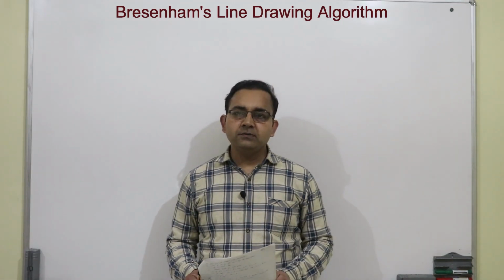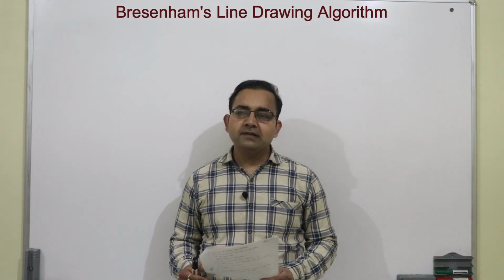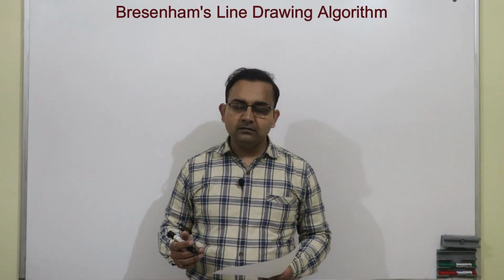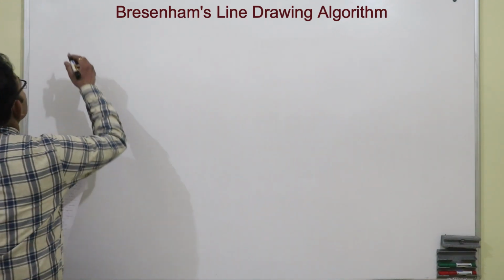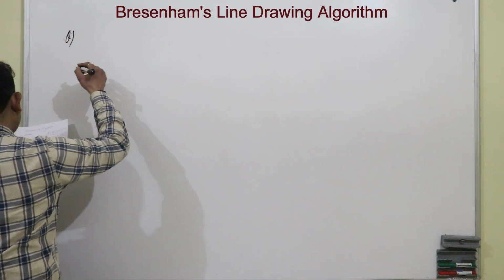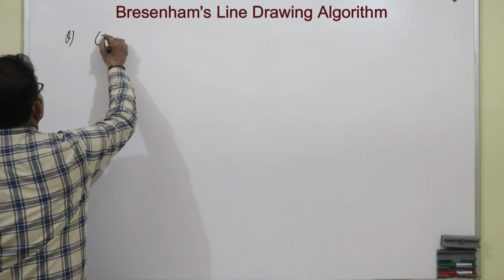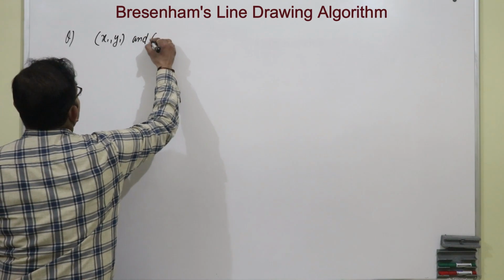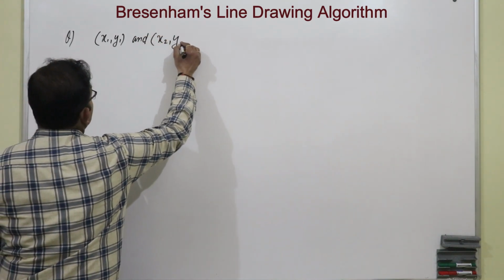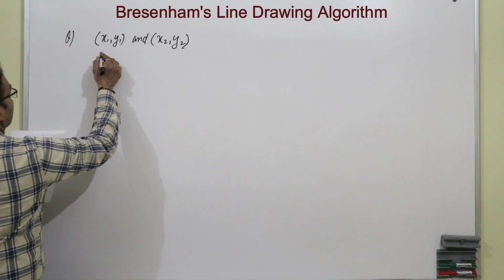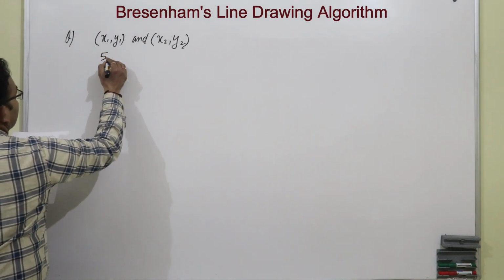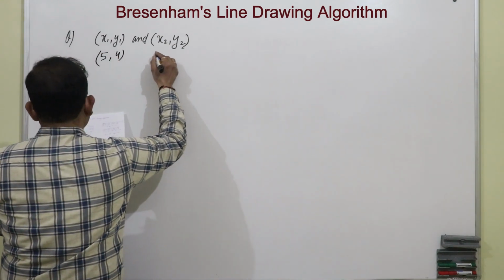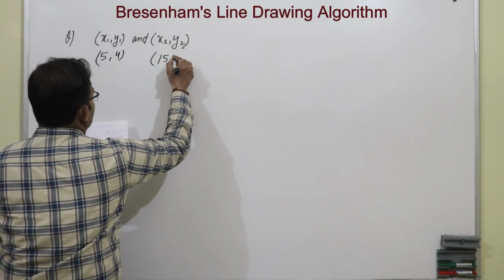In this video, first we will do the numerical, then after that we will write the general algorithm. Now we will solve a numerical. The question is: line coordinates are x1, y1 and x2, y2. Coordinates x1, y1 are 5, 4 and x2, y2 are 15, 12.